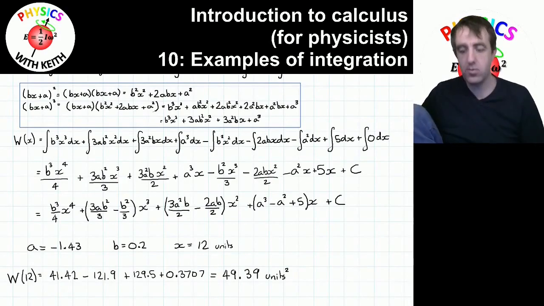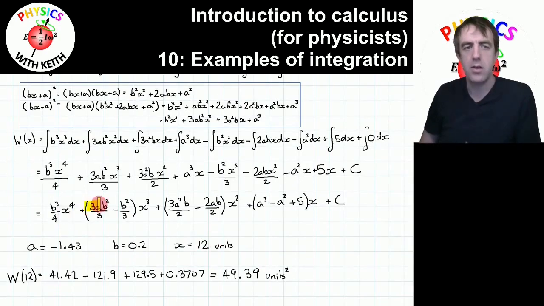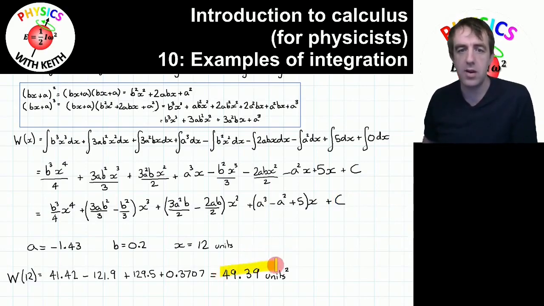So I've done some grunt work with my calculator, and this term here is 41.42. Then this term here is minus 121.9. Then this term here is positive 129.5. This term here was just 0.3707. Remember, c is 0 when we use definite limits on our integral. So our answer came in at 49.39 of whatever unit we've got.